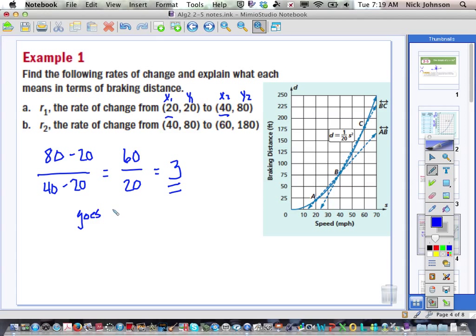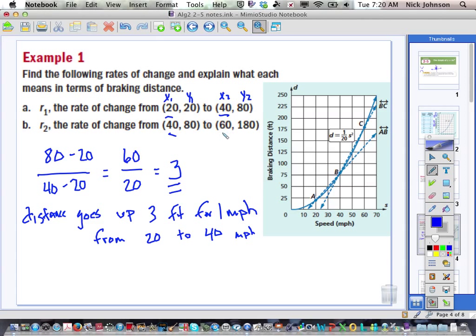So the distance goes up 3 feet for every mile per hour. So from 20 to 40 miles per hour. Okay, that's a very special thing to note. From 20 to 40 miles per hour.